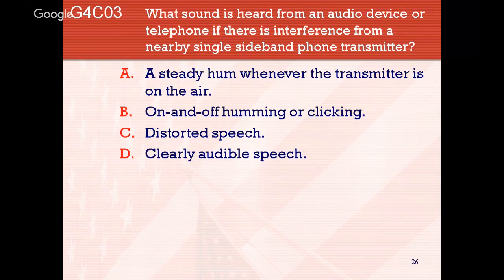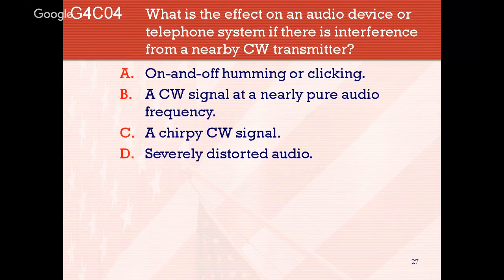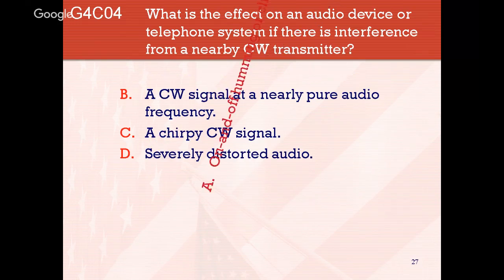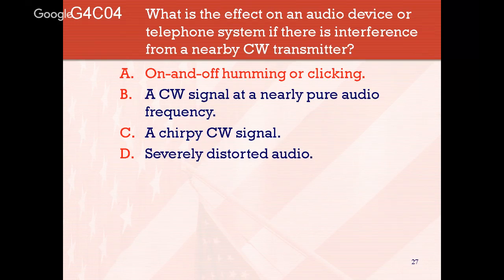What sound is heard from an audio device or telephone if there is interference from a nearby single sideband phone transmitter? Remember, you're going to ask that neighbor, is it clear or is it distorted? And if he says distorted speech, then you know you are the problem and the source of that interference. What is the effect on an audio device or telephone system if there is interference from a nearby CW transmitter? Remember, when you're doing CW or Morse code, you're doing an on and off, so it's going to be an on and off humming or clicking sound.